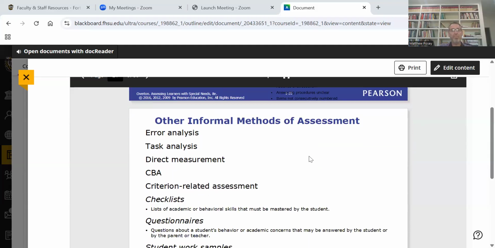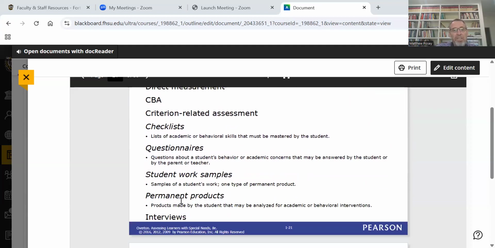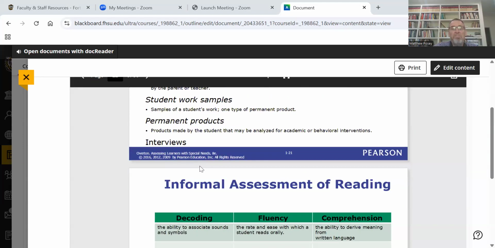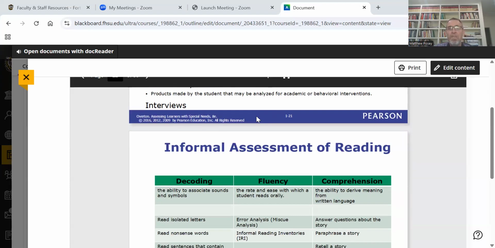Other informal assessment methods mentioned: error analysis, task analysis, criterion related assessment. Again, that's basically assessing what that student knows. It's not comparing him or her to a group. Checklist, questionnaire, student work samples, permanent products could be simple interviews of the students, just some simple 2 or 3 questions, just see what the response is, and just to kind of gauge whether they have an understanding. Informal assessments in reading.